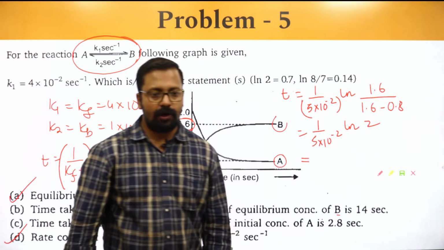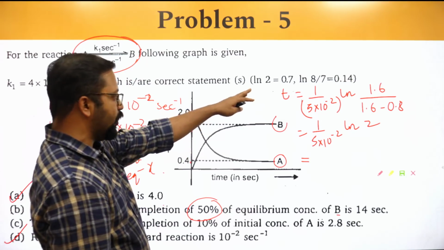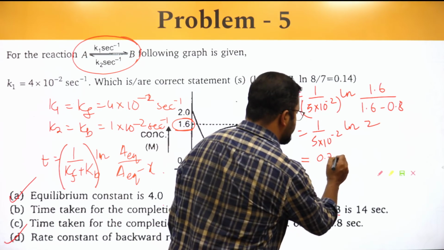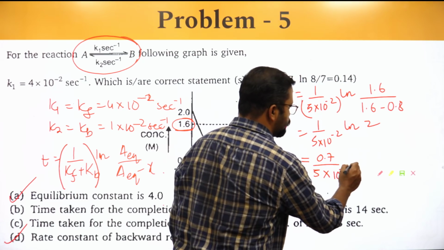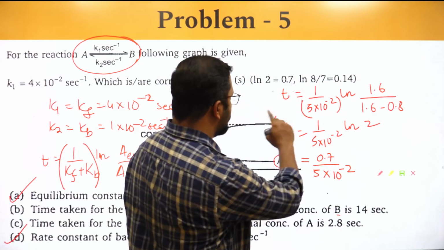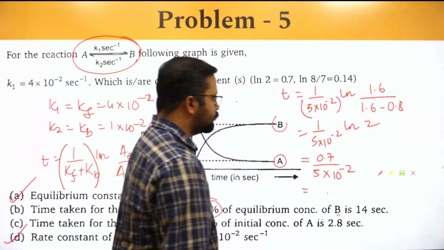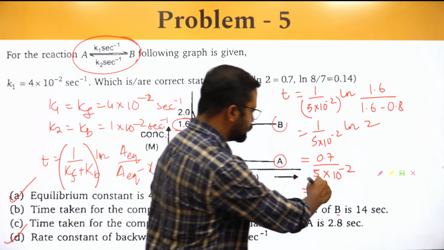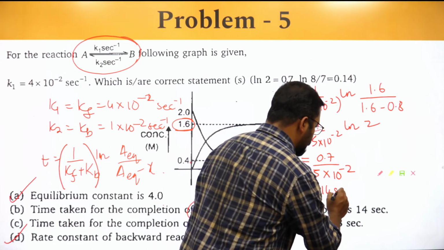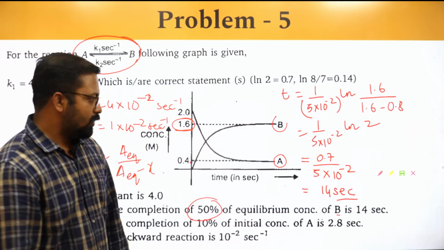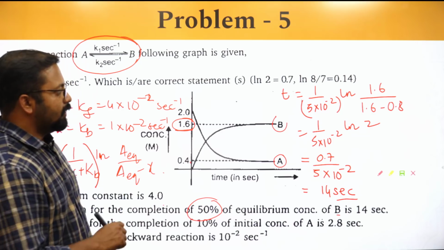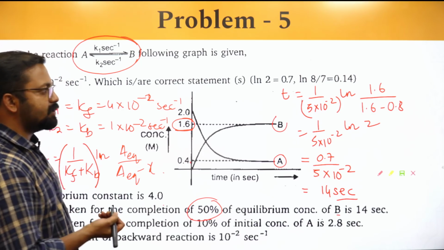What will this value be equal to? ln 2 value is given as 0.7. So 0.7 by 5 times 10 raised to minus 2 will be equal to 14 seconds. Okay, the time will turn out to be 14 seconds.